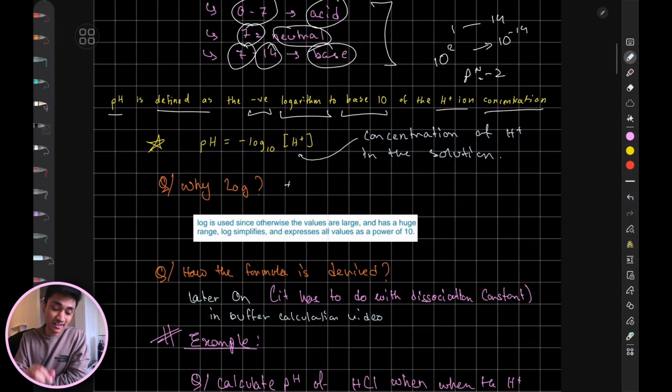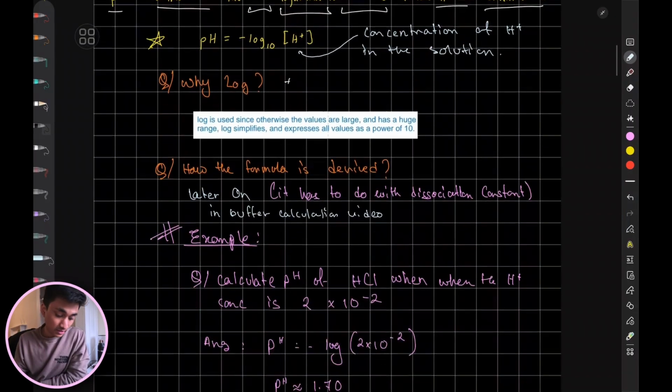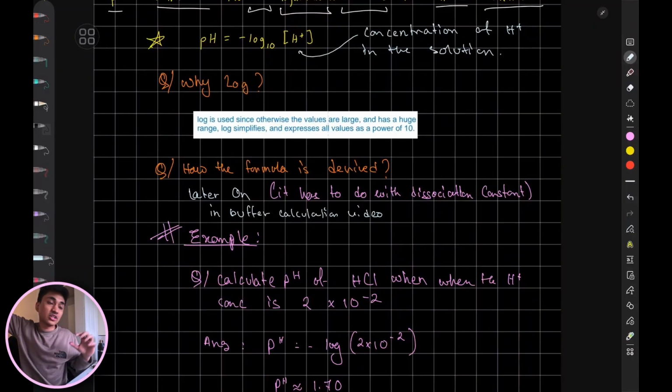You take the concentration and minus log base 10 of that concentration. Why log? I just told you, log is used since otherwise the values are large and have a huge range. Log simplifies it and expresses all values as a power of 10. So even if you have a concentration of 10 to the power minus 14, or you have a concentration of 10 to the power minus 1, that's a huge range. That is 14 orders of 10 range. That's humongous. You can't express that in any linear scale. So you basically squeeze it down onto a linear scale by converting into a log scale.